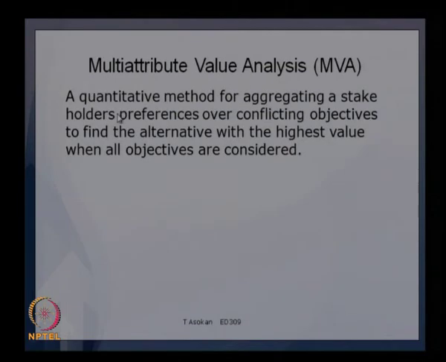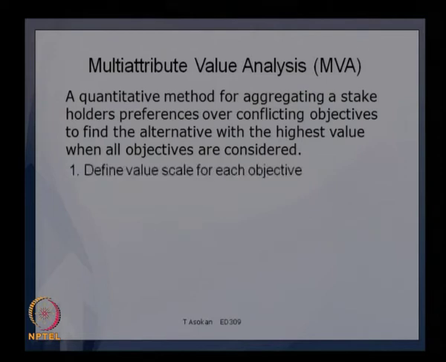So, here this is a quantitative method for aggregating a stakeholder's preference over conflicting objectives to find the alternative with the highest value when all objectives are considered. So, this is an analytical method used in order to get an alternative with the highest value when all objectives are considered. So, you have multiple objectives and they are a little bit conflicting. So, in this situation, how do we actually get the best alternative with the highest value when all objectives are considered? So, that is the multi attribute value analysis.